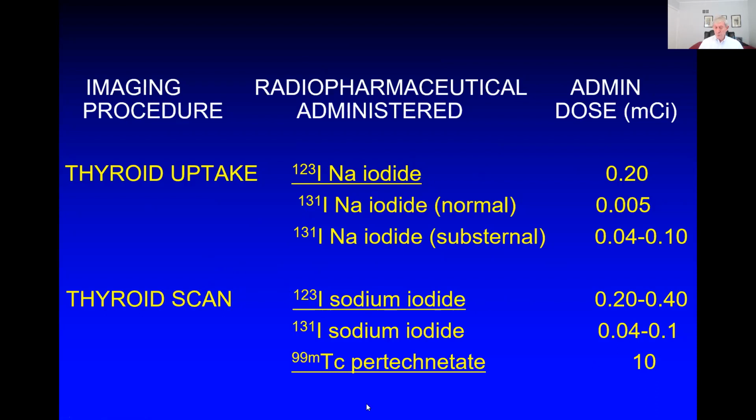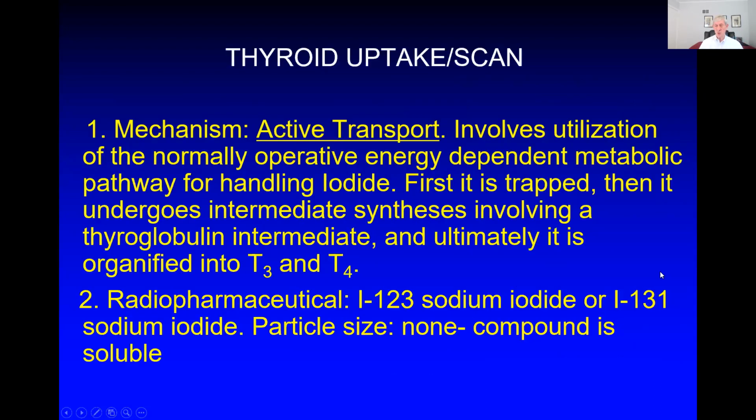And also, there are certain times when we can use pertechnetate for doing a thyroid scan where we would give 10 millicuries. And we're going to see shortly that there's one downside to using pertechnetate. We have to be very, very careful. And you'll see what that is shortly.